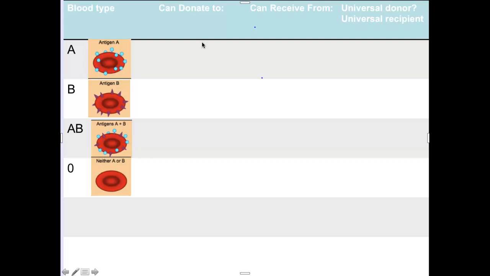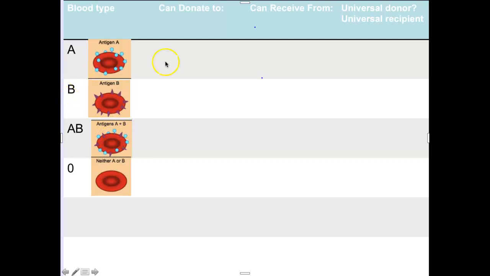So remember that word antigen. We have self versus non-self antigens. So your own immune system recognizes your blood type as self, and it's okay with that blood type. But as soon as you introduce a foreign antigen, your immune system will reject that different glycoprotein because it's going to be a non-self.